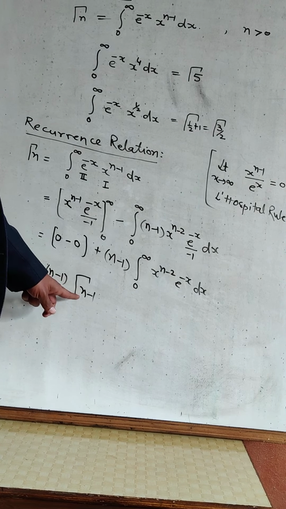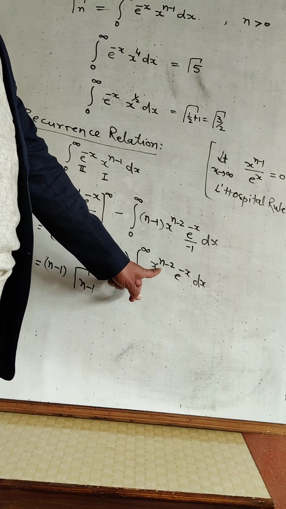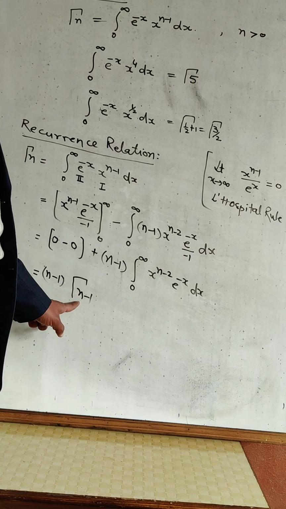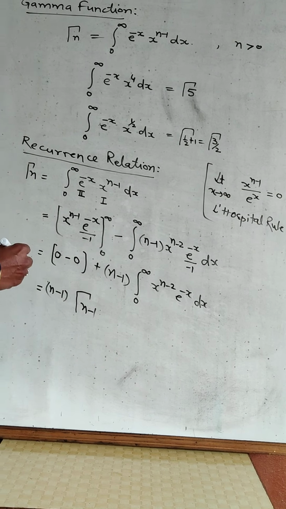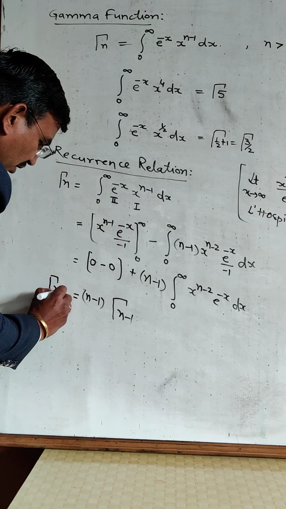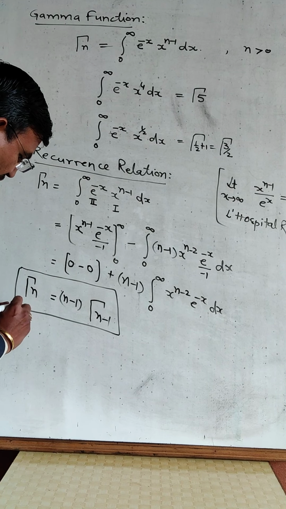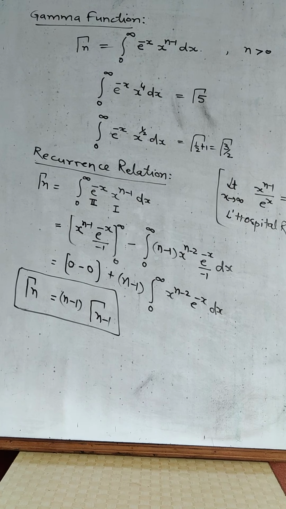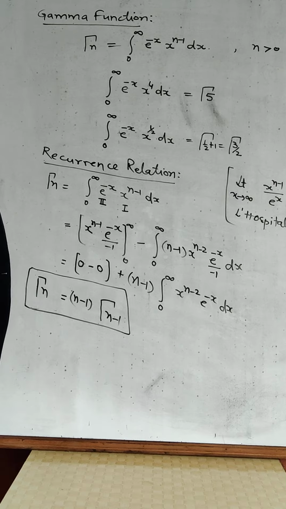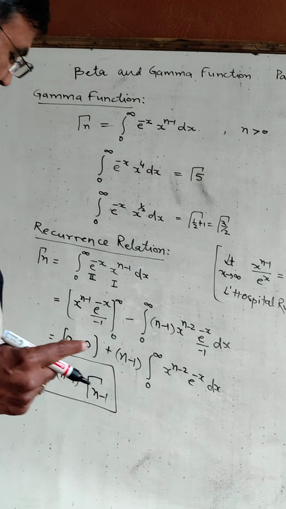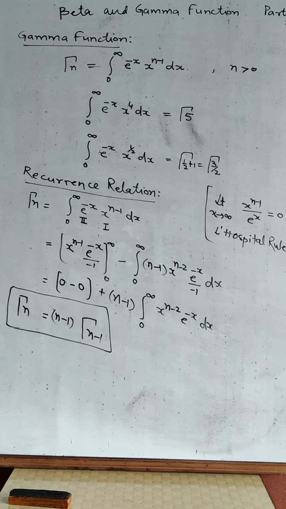Why will it be gamma of n minus 1? We have to increase the power of the variable x by 1 when we write in the form of gamma function. So this is the recurrence relation for gamma function, that gamma of n would always be equal to n minus 1 gamma of n minus 1. So in this way we find the recurrence relation of gamma function.